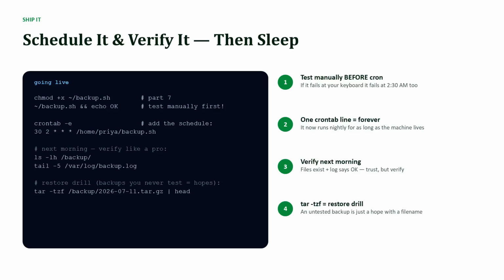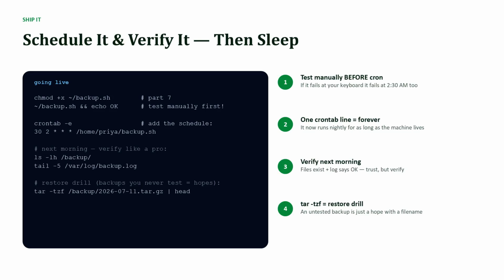First, chmod +x and run it manually. If it fails at your keyboard, it fails at 2:30 a.m. too. Fix it now. Then one crontab line, 30 2 * * *. And this script runs every night for as long as the machine lives.